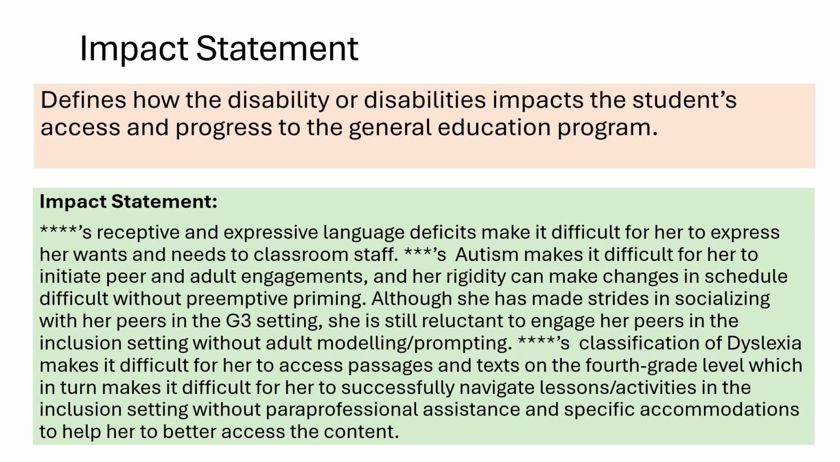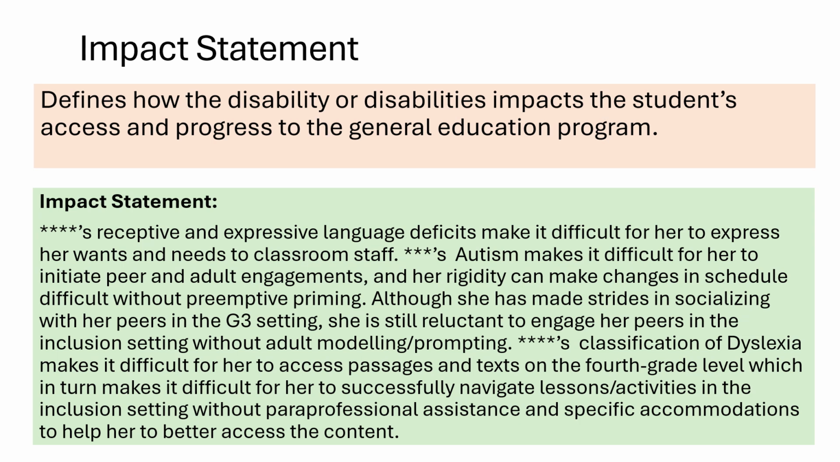Although she's made strides in socializing with her peers in the G3 setting, she is still reluctant to engage her peers in the inclusion setting without modeling and prompting. That's another golden nugget. Okay, she's having trouble with her peers in the inclusion setting. So are we thinking about maybe this child might need a social skills goal to help her learn how to interact with peers and have conversations?